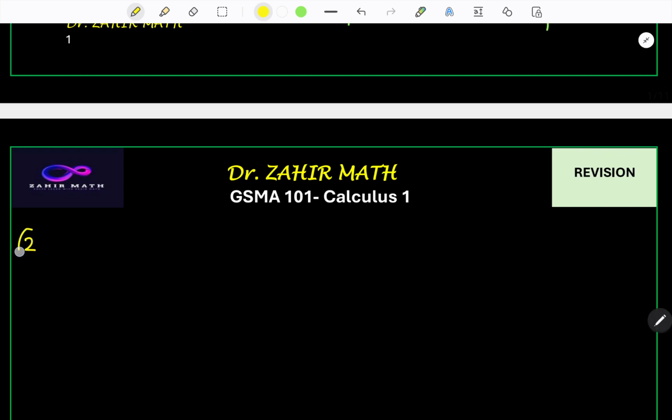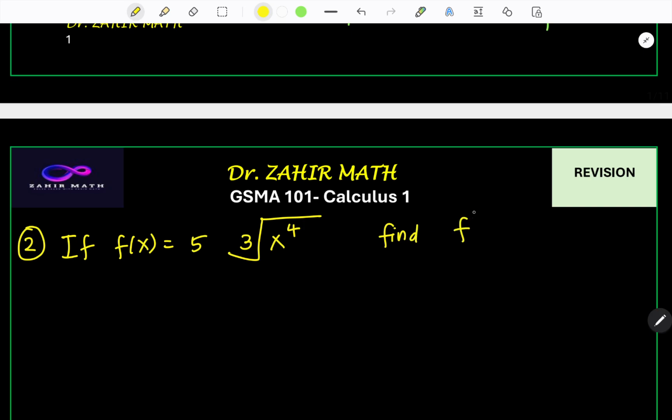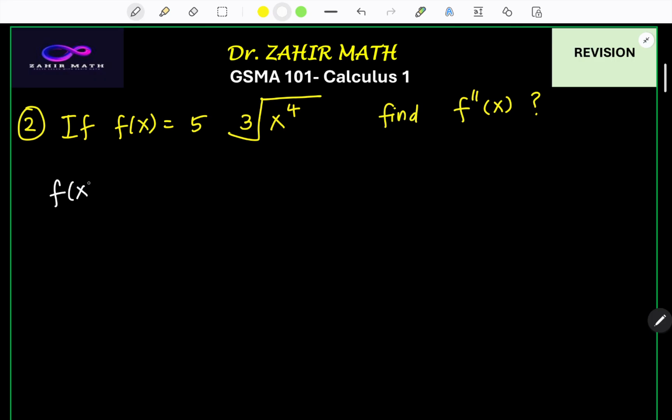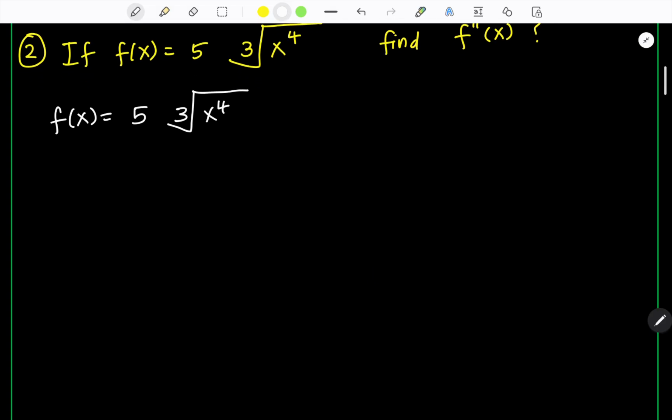Right. So the next question is, if f of x is equal to 5 cube root of x power 4, find the first derivative of x or second. Let me ask for f double dash of x. Okay, right. Now let us start this question. Now f of x is equal to what? 5 times cube root of x power 4.